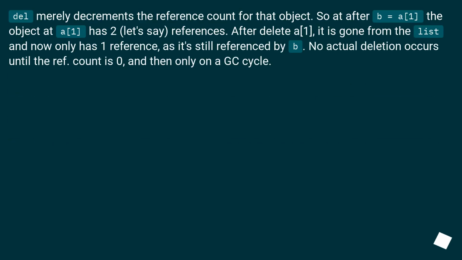Del merely decrements the reference count for that object. So after b = a[1], the object at a[1] has, let's say, 2 references. After del a[1], it is gone from the list and now only has 1 reference, as it's still referenced by b. No actual deletion occurs until the ref count is 0, and then only on a GC cycle.